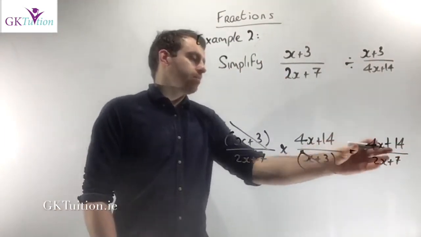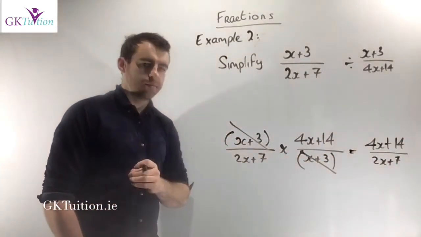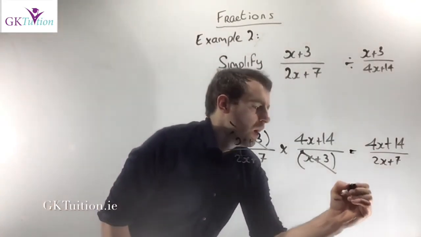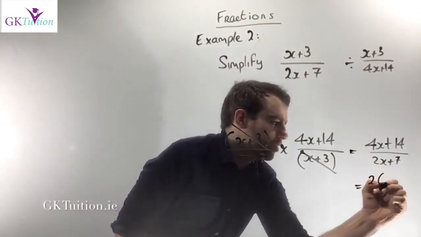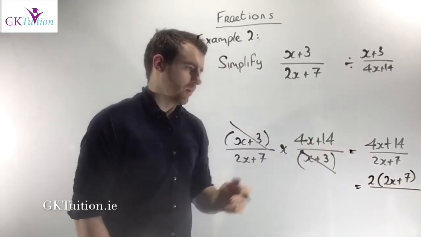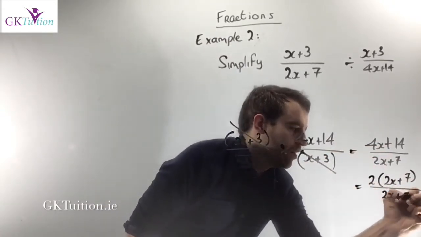Now, if I have a 2x plus 7 on the top, I'm noticing some kind of a relationship here between the bottom and the top. So what I can actually do is I can factorize the top of this fraction. I could rewrite the top of this fraction as 2 times 2x plus 7. If I simply factorize 2 out of the top, then I'm left with 2 times 2x plus 7, and I have 2x plus 7 on the bottom.